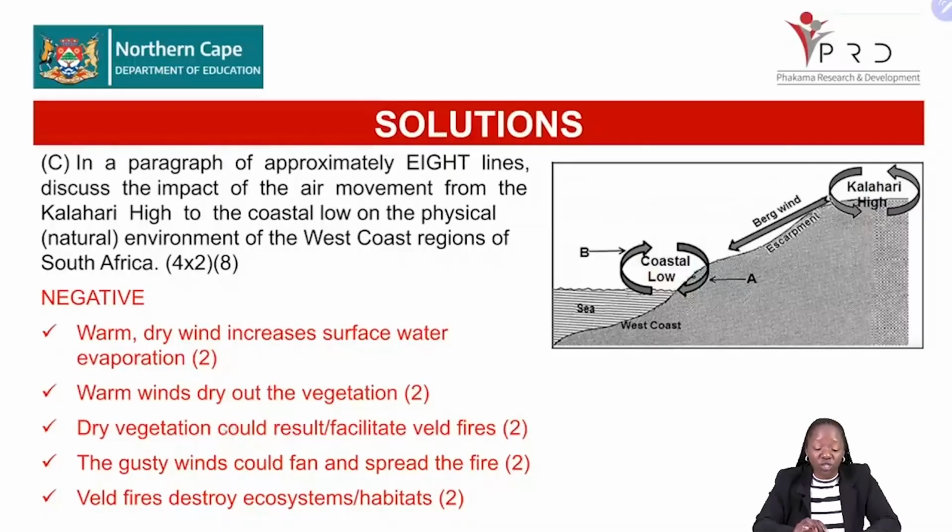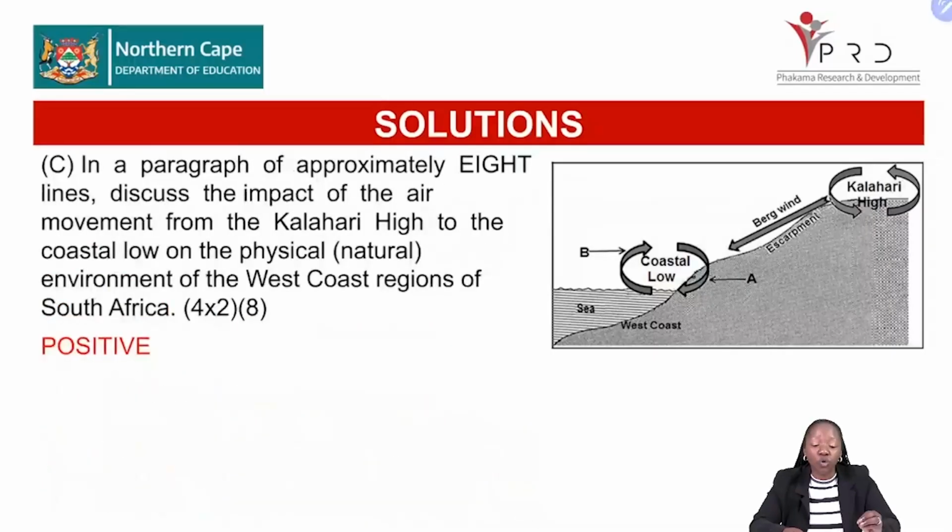We are looking at the dry vegetation that could facilitate the veld fires because the vegetation is being dried out, and we're looking at the impact of the Kalahari as well as the coastal low. Because of these bad winds, it might lead to veld fires. The gusty winds from the fan as well as the spread of fires. And also, we're looking at the veld fires that will destroy the ecosystem or the habitats. So remember, each point gives you 2 marks.